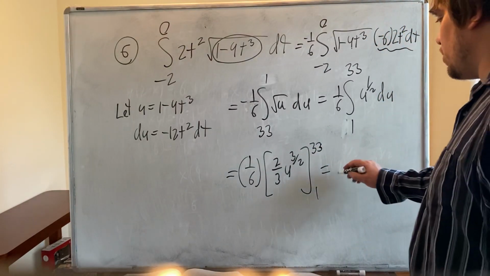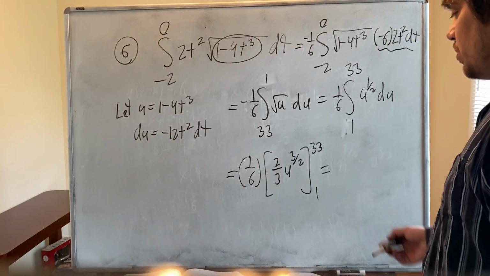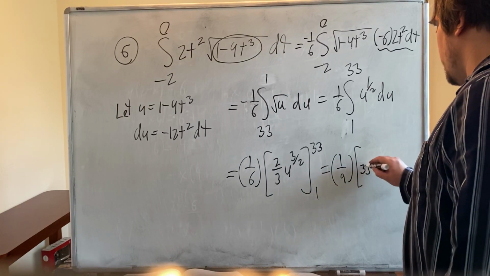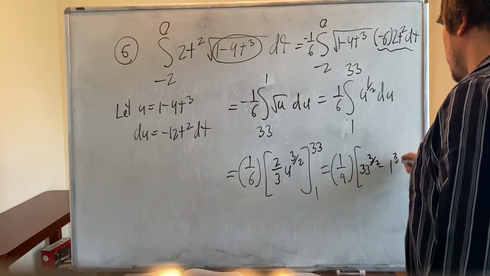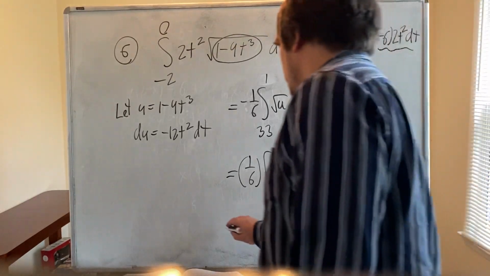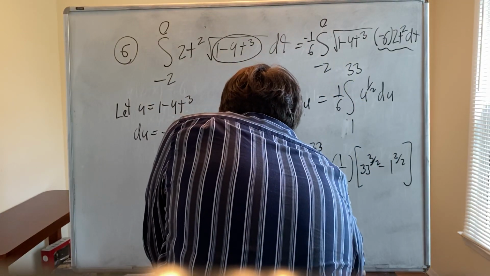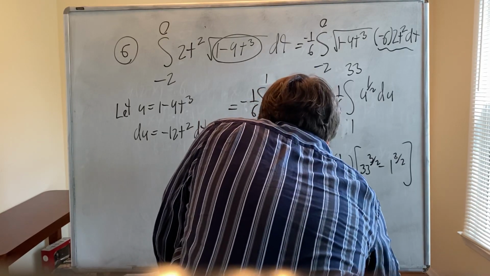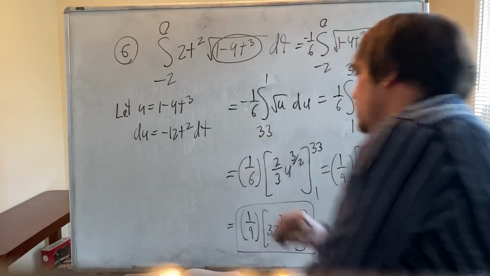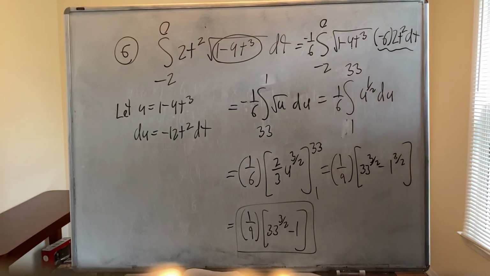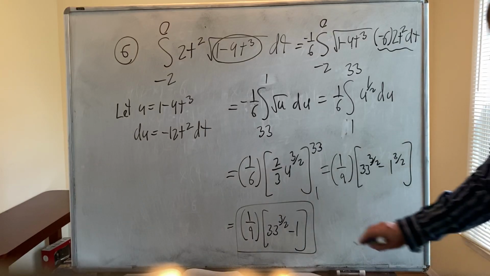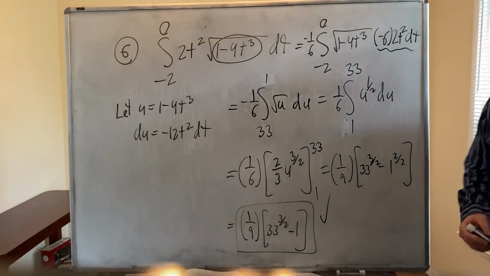And so this is equal to 1/6 times 2/3, which is 1/9. So it's 1/9 times 33 to the 3 halves minus 1 to the 3 halves. And so this is equal to 1/9 times 33 to the 3 halves minus 1. And that's it. And that integral is equal to 1/9 times 33 to the 3 halves minus 1. Okay? That's number 6.